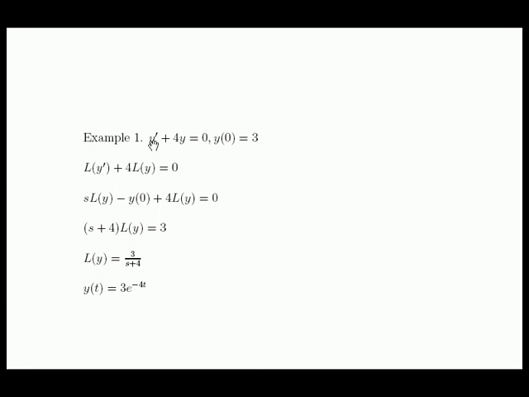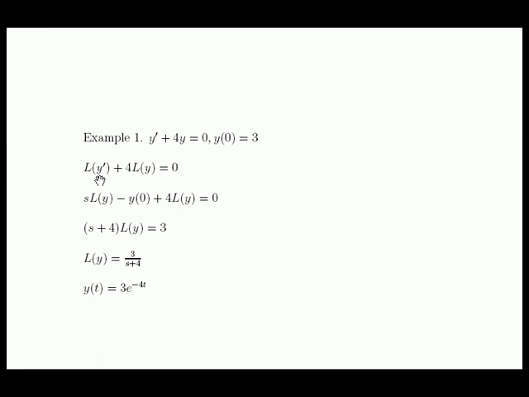So you take the Laplace transform of both sides, and that'll be the Laplace transform of y prime plus 4 times the Laplace transform of y equals the Laplace transform of 0, which of course is 0 because the integral of 0 times e to the minus st is 0. They don't even have that one on the table because that's so obvious.